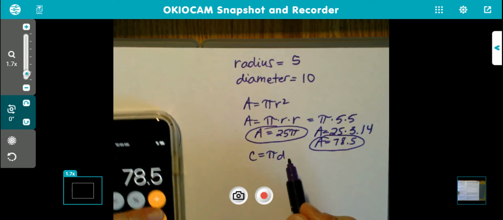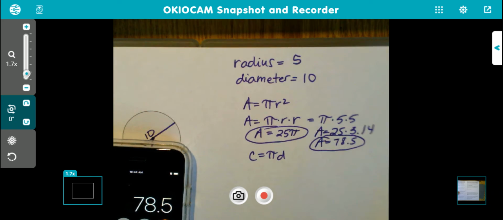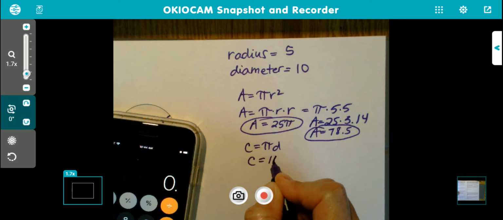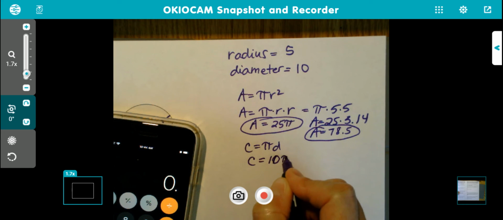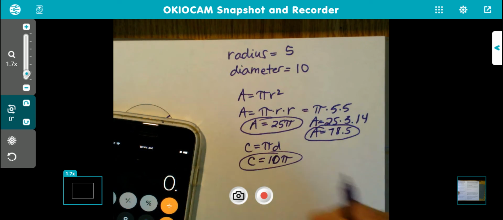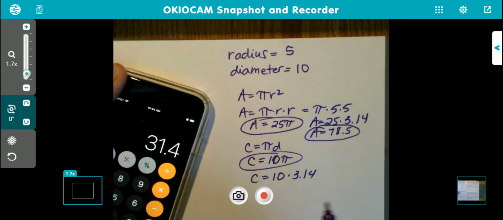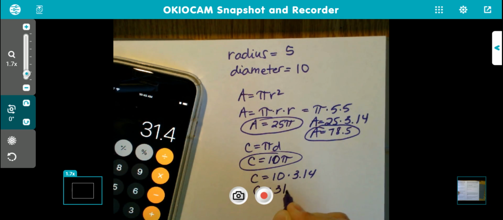Now, to do the circumference, again, you can just take your diameter. So one way to write it would be 10 pi. That's it. That's your circumference. Or you can plug in the number for pi. So you do 10 times 3.14, and that gives you a circumference of 31.4.